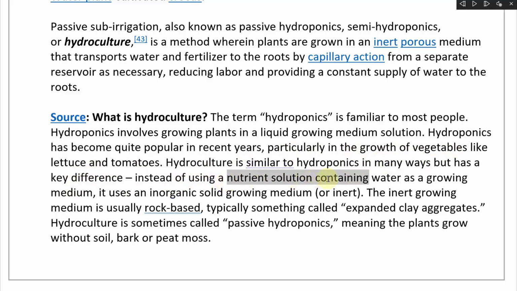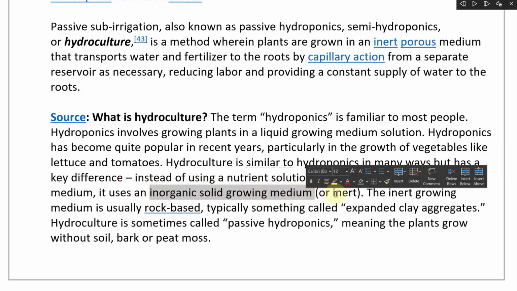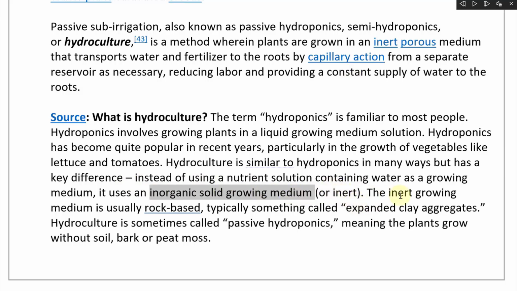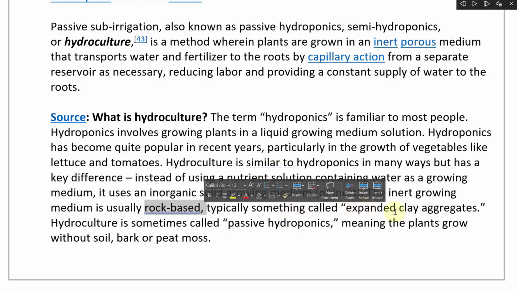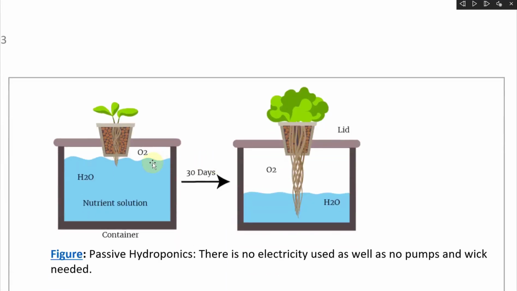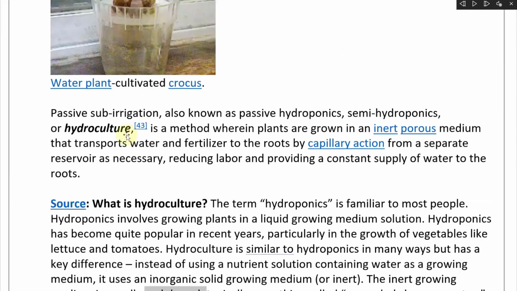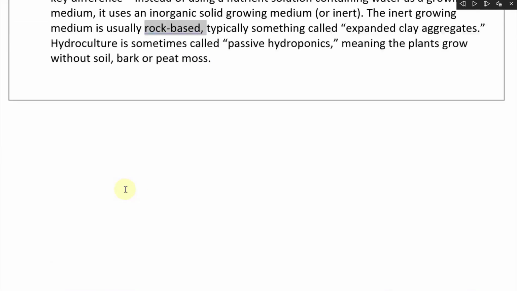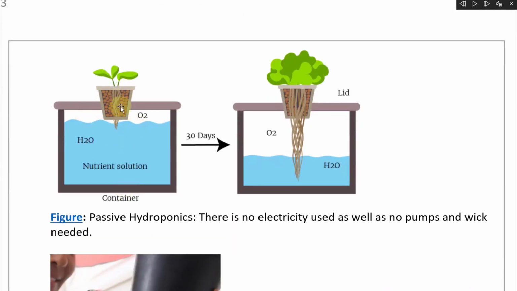Instead of using a nutrient solution containing water as a growing medium, it uses an inorganic solid medium, or inert medium, meaning it doesn't react. The inert growing medium is usually rock-based, typically something called expanded clay aggregates. Hydroculture is sometimes called passive hydroponics, meaning the plants grow without soil, bark, or peat moss. Here's an illustration of the difference. What you do is put the plant inside this inert setup, as opposed to putting the plant directly in the solution, rock-based or clay-based, etc.